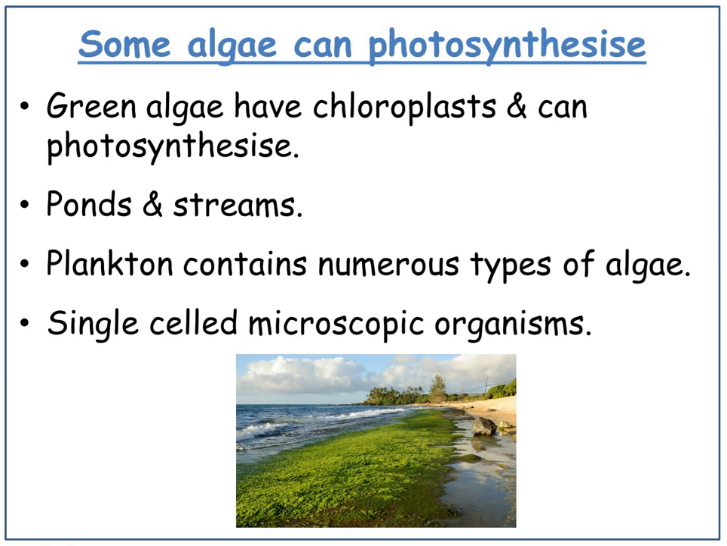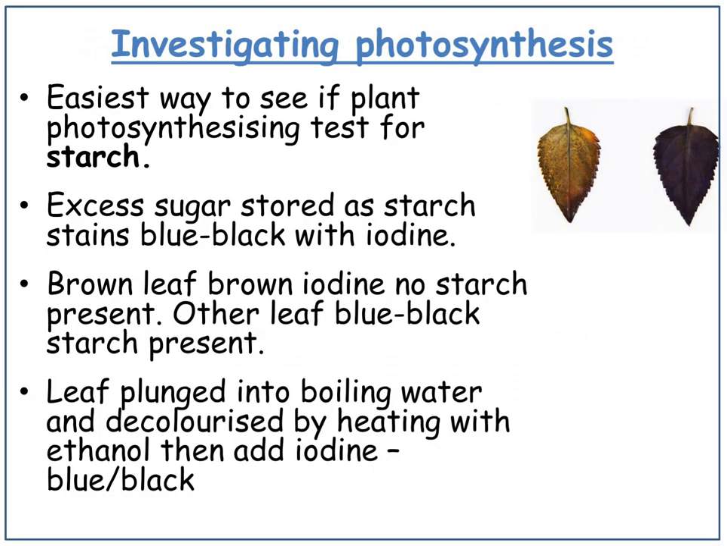And as well as plants, some algae can also photosynthesize. So green algae have chloroplasts and can photosynthesize, and they're found in ponds and streams. And plankton contains numerous types of algae, and algae are single-celled microscopic organisms.